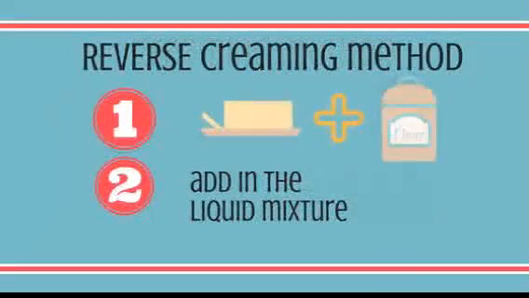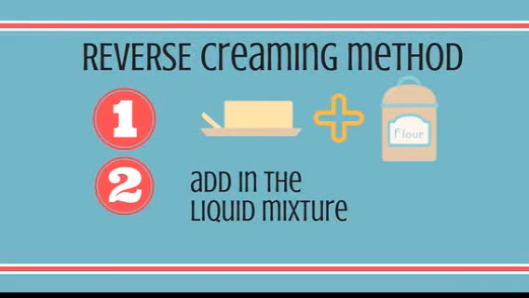For the reverse creaming method, you are going to put all of your dry ingredients into a bowl, and then you're going to use your room temperature butter and mix that with the dry ingredients. The butter is really going to coat the flour mixture, and that stunts the gluten development, so that when you mix in the other ingredients, there's less chance of you over mixing. So basically what you get out of that is a more tender cake.